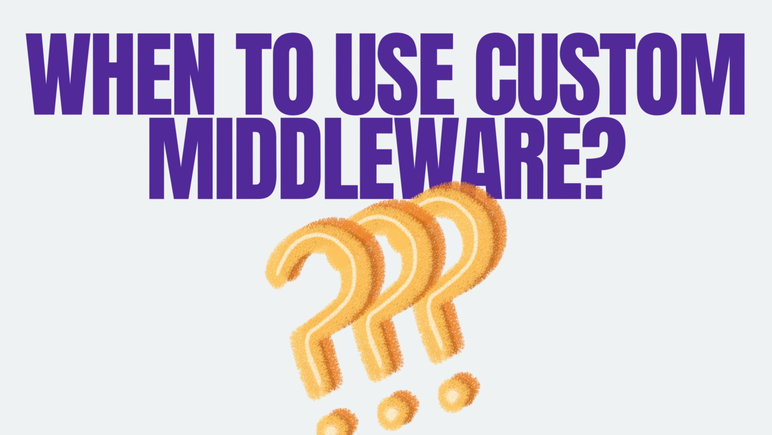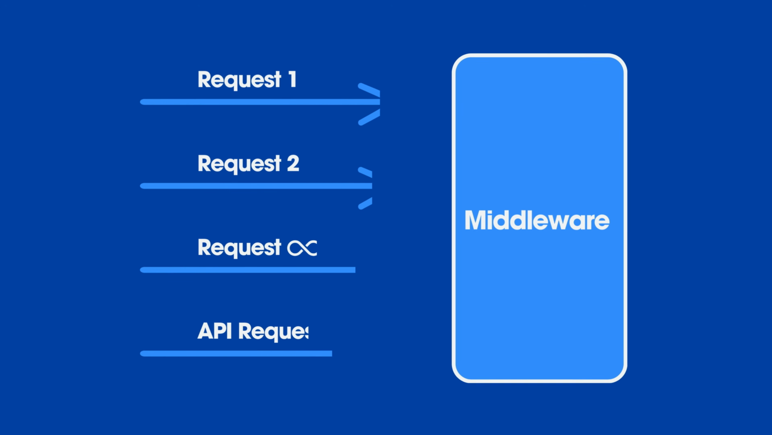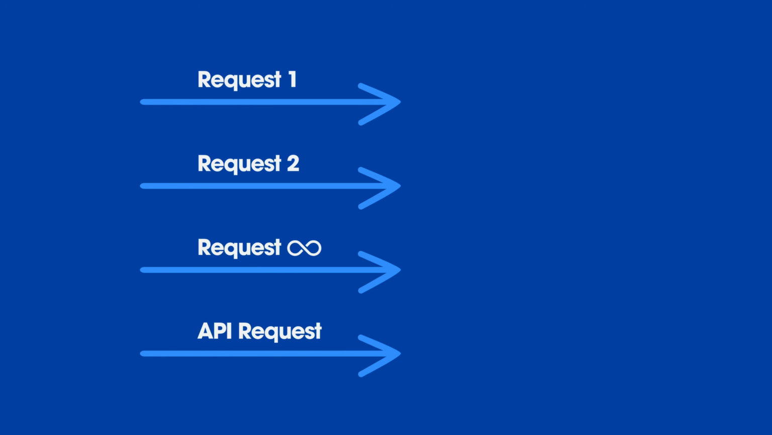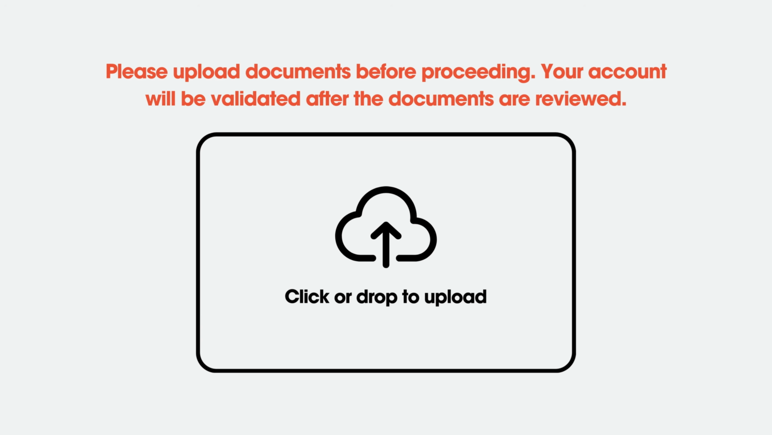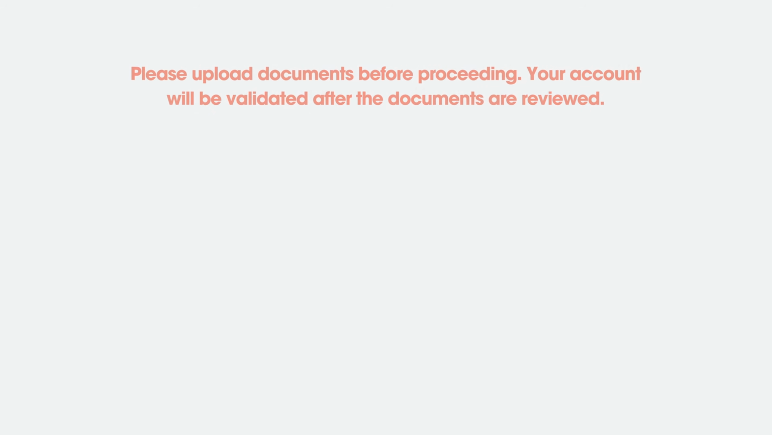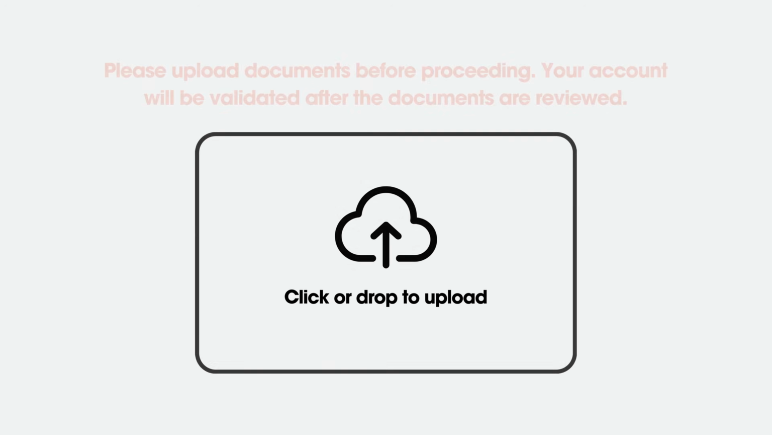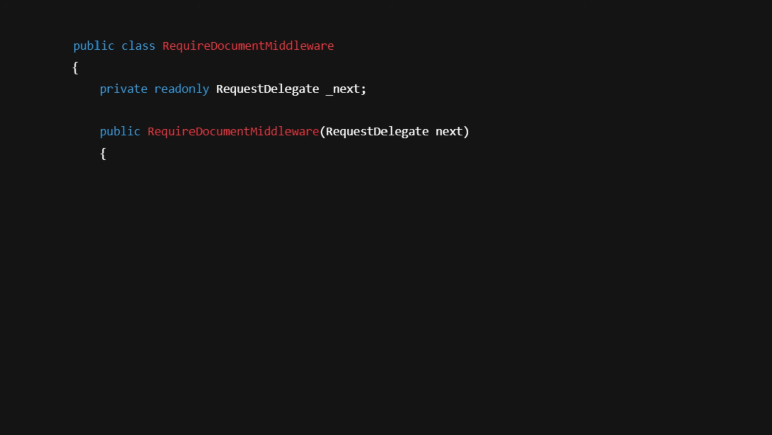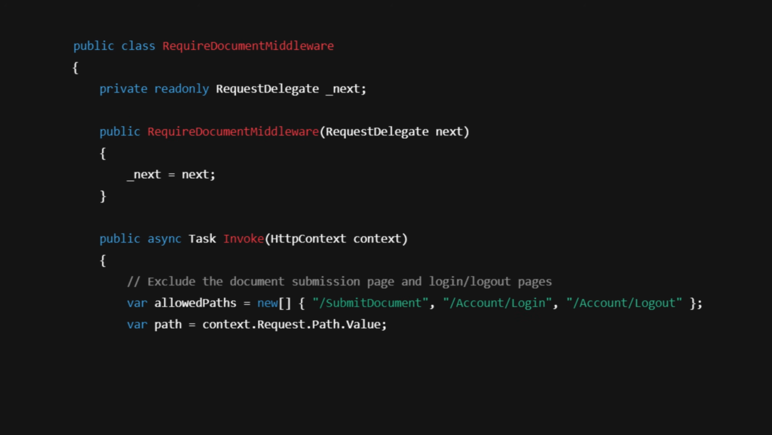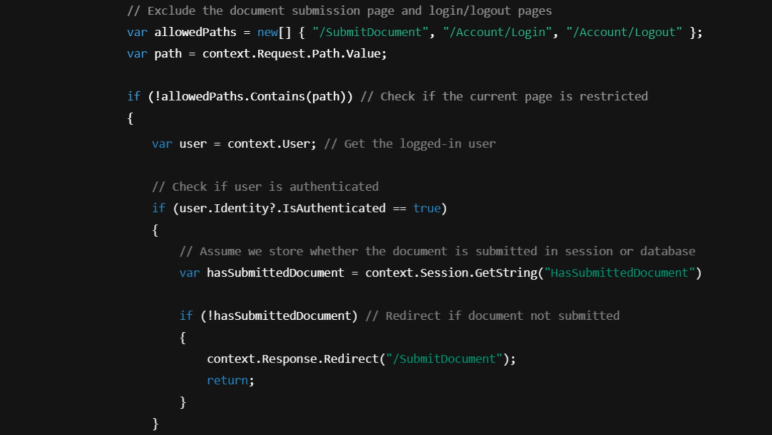Now, besides the built-in middleware, we can actually create custom middleware to handle specific requirements. When do we need custom middleware? When we want to perform some specific checkpoint globally, meaning when we want to enforce rules for every request, including the API calls. Let's say you have a web app where users must submit important documents before accessing other features. If a user hasn't submitted their documents, they should be redirected to a Submit Document page, no matter what page they try to access. We can create custom middleware to globally intercept every request and check if the user has submitted the document and redirect them to the Submit Document page if they haven't already.